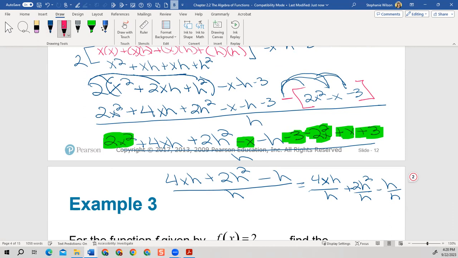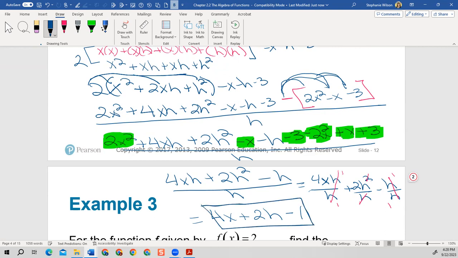And now we say, okay, I have h that goes into h one time. I have h that goes into h squared, leaves me with just an h. And then I got h that goes into h once. Sorry about my puppy. She thinks she heard something. Okay, so now I have 4x times 1 over 1, which is just 4x. And I have a positive 2h. And then I have 1 over 1, right? Because h went into itself once and a negative there. So my answer is 4x plus 2h minus 1.